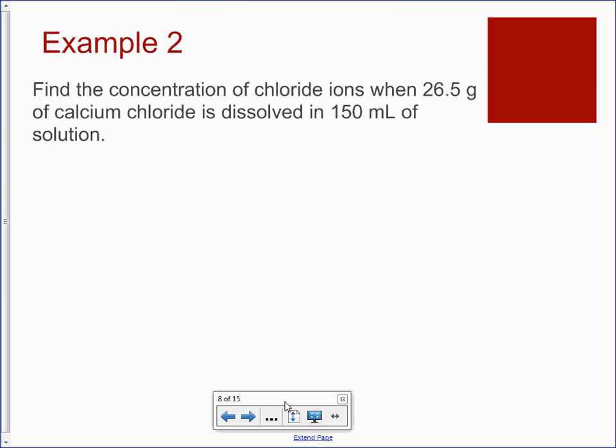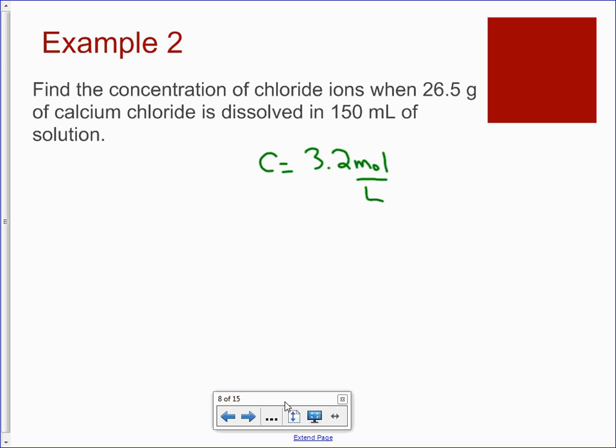In the following example, I'll let you guys work through this example. So you're asked to find the concentration of chloride ions when 26.5 grams of calcium chloride is dissolved in 150 milliliters of solution. When you guys work through it, the concentration of chloride ions that you should get should be 3.2 moles per liter.